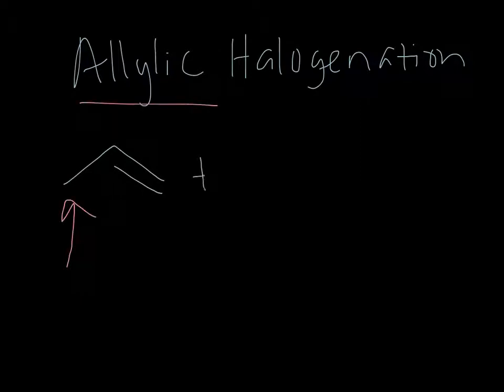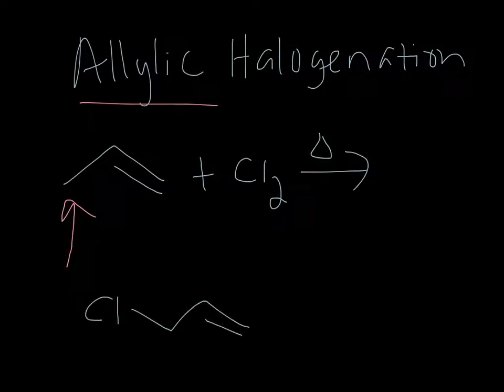We're going to look at allylic chlorination first. So we add Cl2. I'm going to go down here for the products. So this gives me the chlorine at that allylic position, and then plus HCl as a byproduct. So let's look at the mechanism for this reaction.